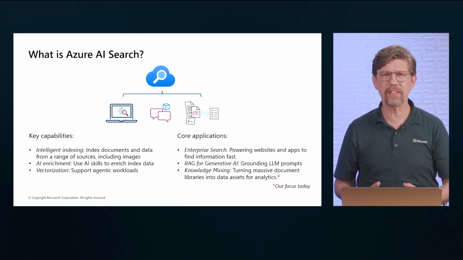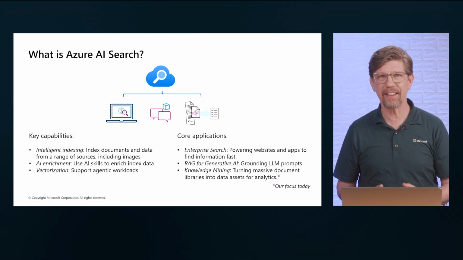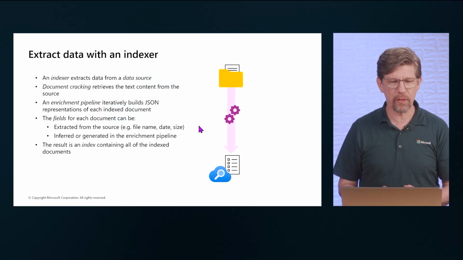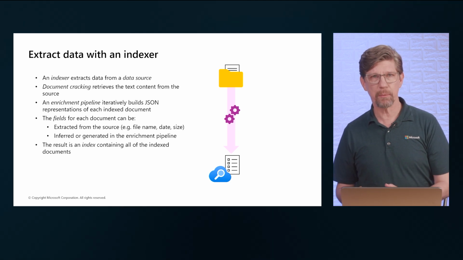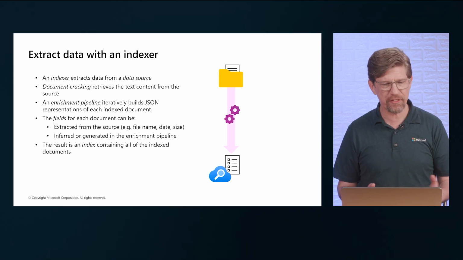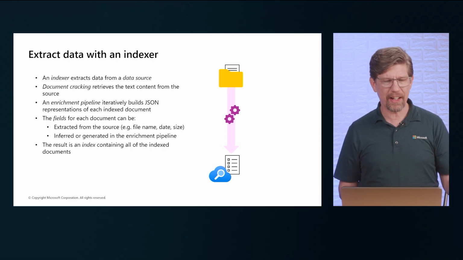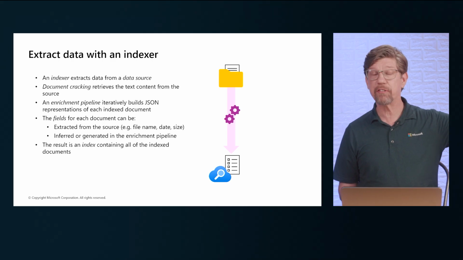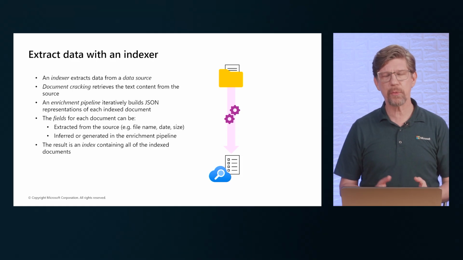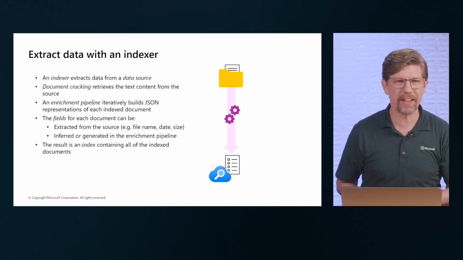So what we're going to do is take a look at what that pipeline looks like when we want to bring information in to Azure AI Search. For starters, there is an extraction component. So what we're going to build is what's called an indexer. The indexer is going to be that first step in our import process. The job of the indexer is to first of all have an underlying understanding of where that data source is. It then does what's called document cracking, or breaking that document down to get the text out of that particular source.